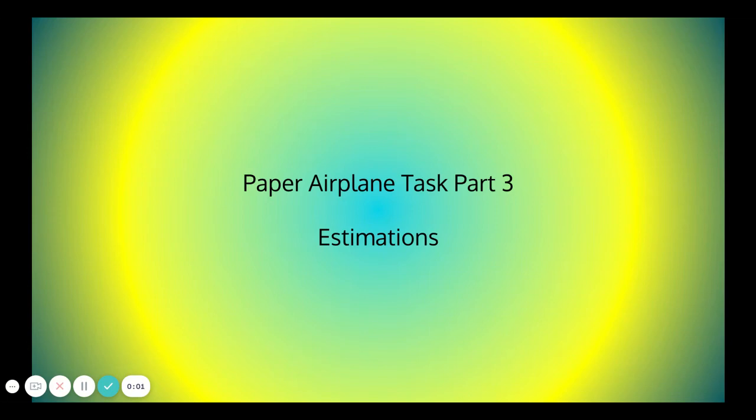Kids, today we're going to continue our paper airplane task, and we're moving into part 3, which is estimations. We are going to take what we've been doing with our paper airplane so far and put them in our next to last airplane task. Yesterday we worked on estimations, and today we are going to apply estimations to real-world activities.